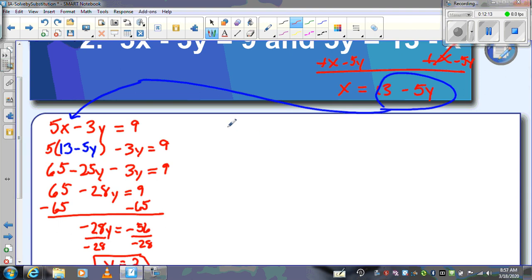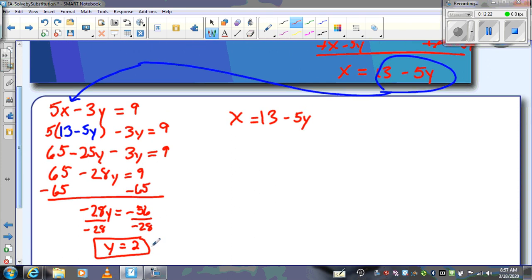So now let's find our second variable. And it's easier to use the one that you rewrote. And I'm going to put that 2 right in there. So I'll put the 2 right there.